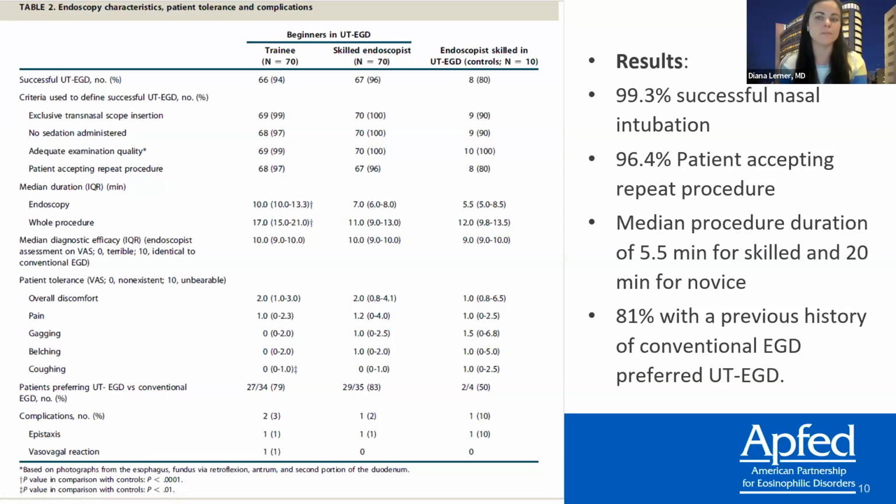and the only major difference was that the skilled person was able to complete the procedure in under 6 minutes, and the novice took 20 minutes or longer. But even with that, 81% of patients who had a sedated endoscopy in the past would still prefer the unsedated endoscopy, even in this case of a novice endoscopist.